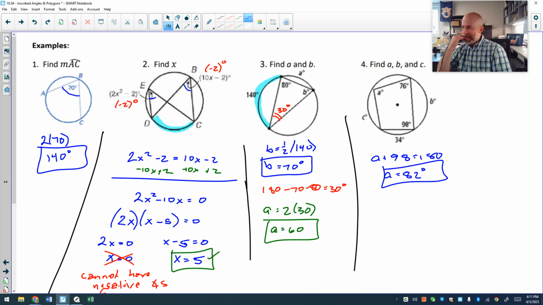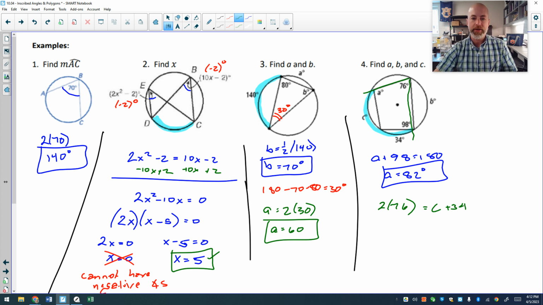And then I need B. How am I going to get B? Let's go ahead and get C. I'll see how I can get angle C. This angle right here, 76 degrees, opens up and intercepts this whole arc. So this arc that I'm about to highlight blue is going to be double the angle 76. So 2 times 76 would be that whole arc, and that whole arc would be C plus 34.